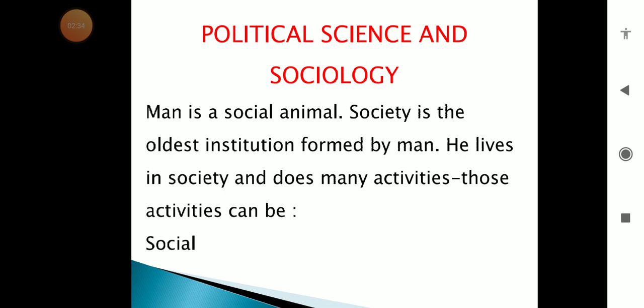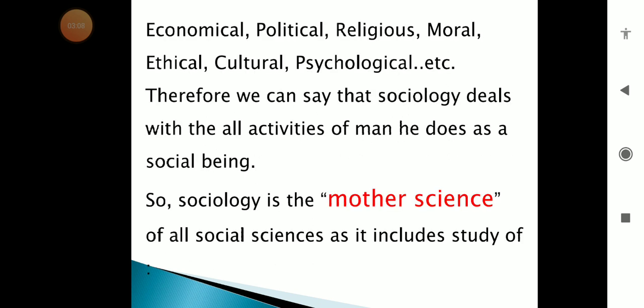Political science and sociology relationship. Man is a social animal. Society is the oldest institution formed by man. Society is the oldest institution, and he lives in society and does many activities, right? We as members of society do so many activities. We are students, we are teachers, we are plumbers, masons, doctors, engineers, professors, we are religious persons, we are economic persons, right? We are political persons. So all these activities we do. Those activities can be social, economical, political, religious, moral, ethical, cultural, psychological.